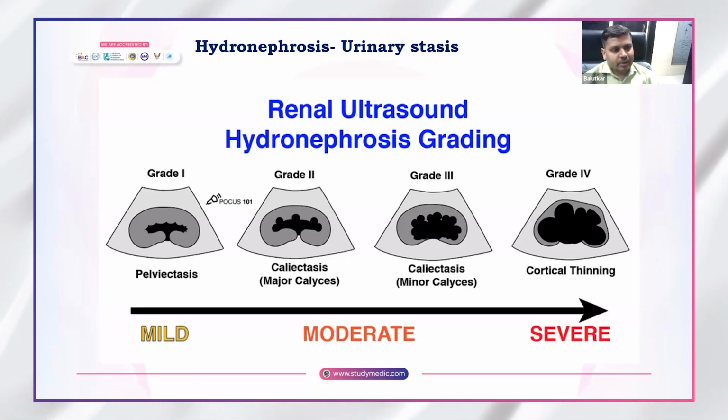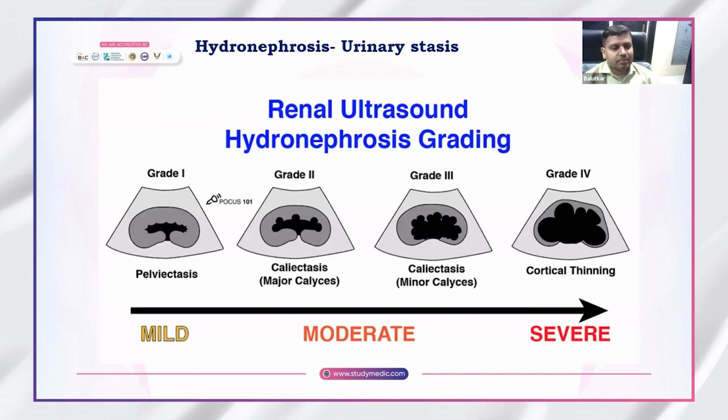In grade 1 hydronephrosis, there is only dilatation of the renal pelvis. The major and minor calyces are not dilated. In grade 2 hydronephrosis, there is dilatation of the major calyces as well. In grade 3, there is dilatation of the minor calyces as well. And in grade 4, there is ballooning of the calyces. When the minor calyces are grossly dilated, they appear as balloons, and there will be associated renal parenchymal thinning as well.